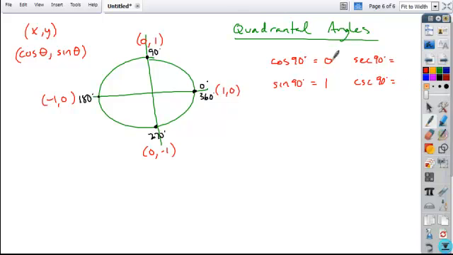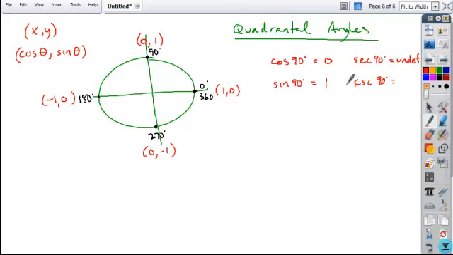And so when you look at that, if you take the reciprocal of 0, what's 0? 0 is 0 over 1. If you flip it, you get 1 over 0. Can you divide by 0? No. So this becomes undefined. So the secant of 90 degrees is undefined.